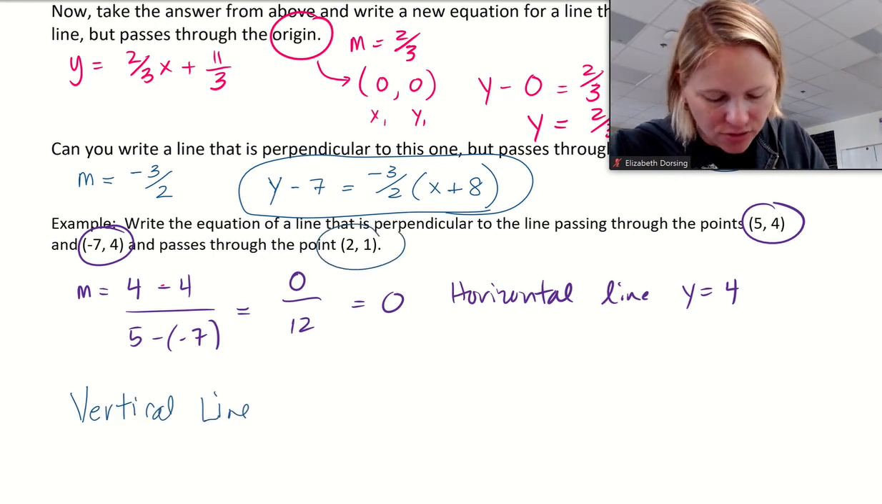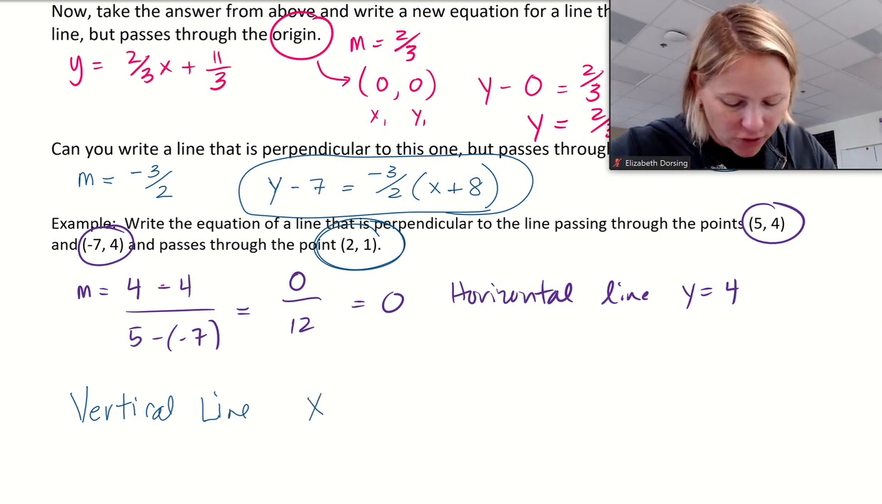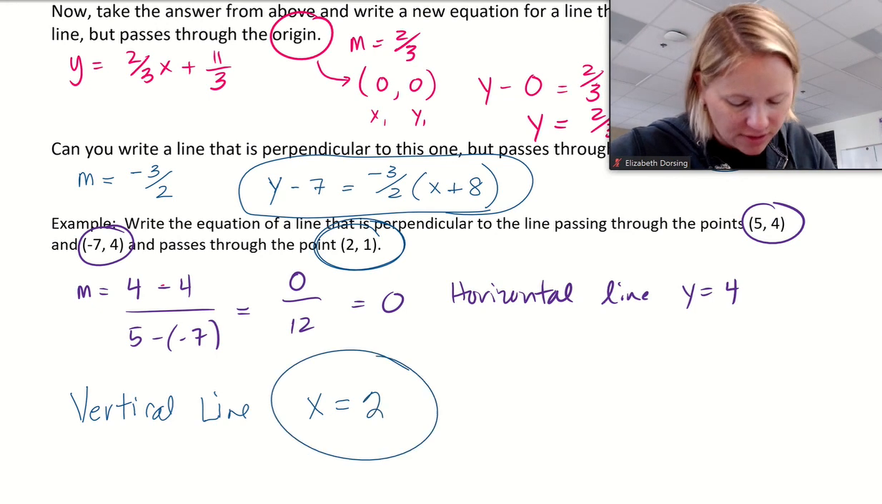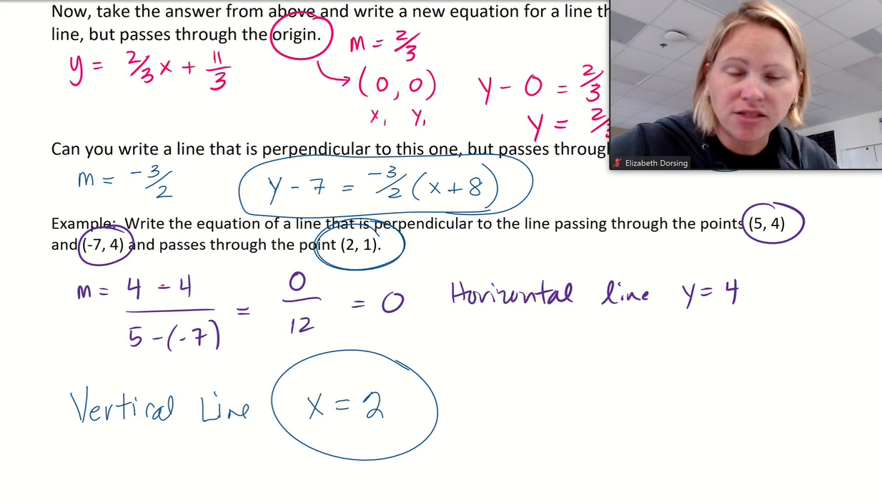And it's going to pass through that point, that 2, 1, which means vertical lines are always of the form x equals the x coordinate. So x equals 2 is the line that is perpendicular to the line passing through these points that passes through 2, 1.